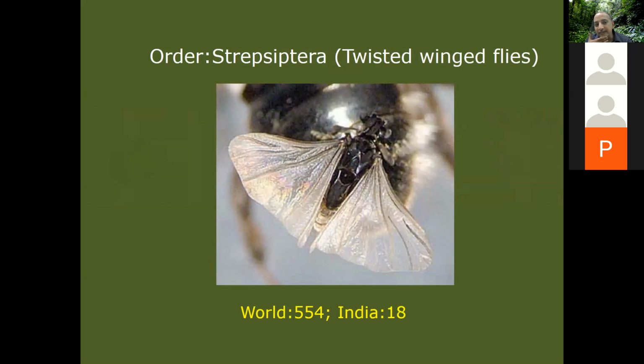Then there are some parasitic groups of insects called Strepsiptera. They have a very small number of species, called twisted wing flies, about 18 species. They parasitize other insects. It is very, very rare to see them, Strepsiptera.